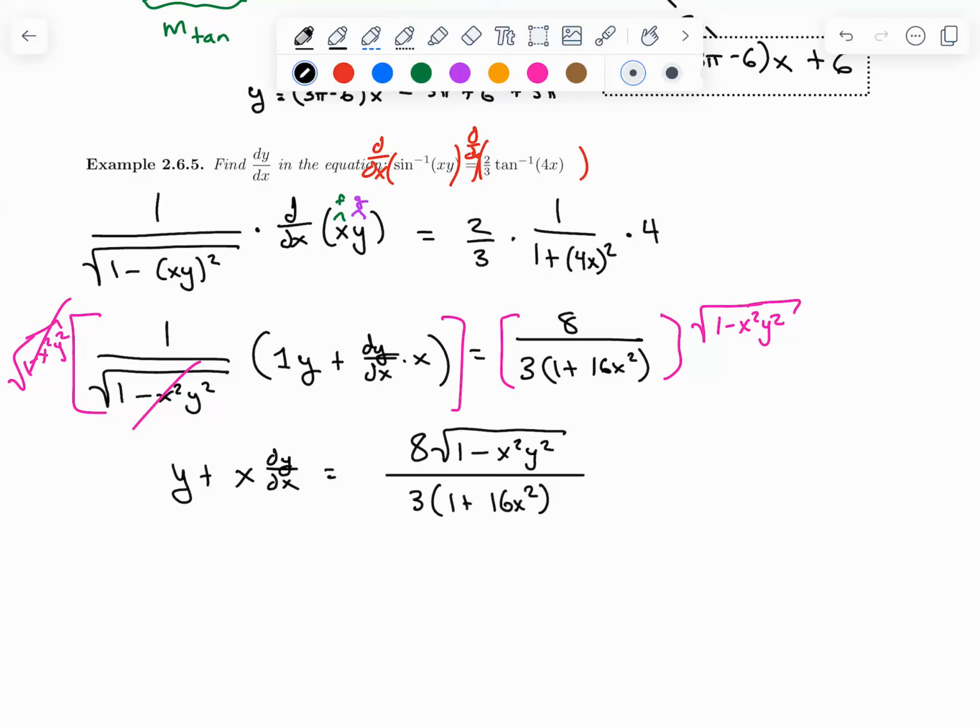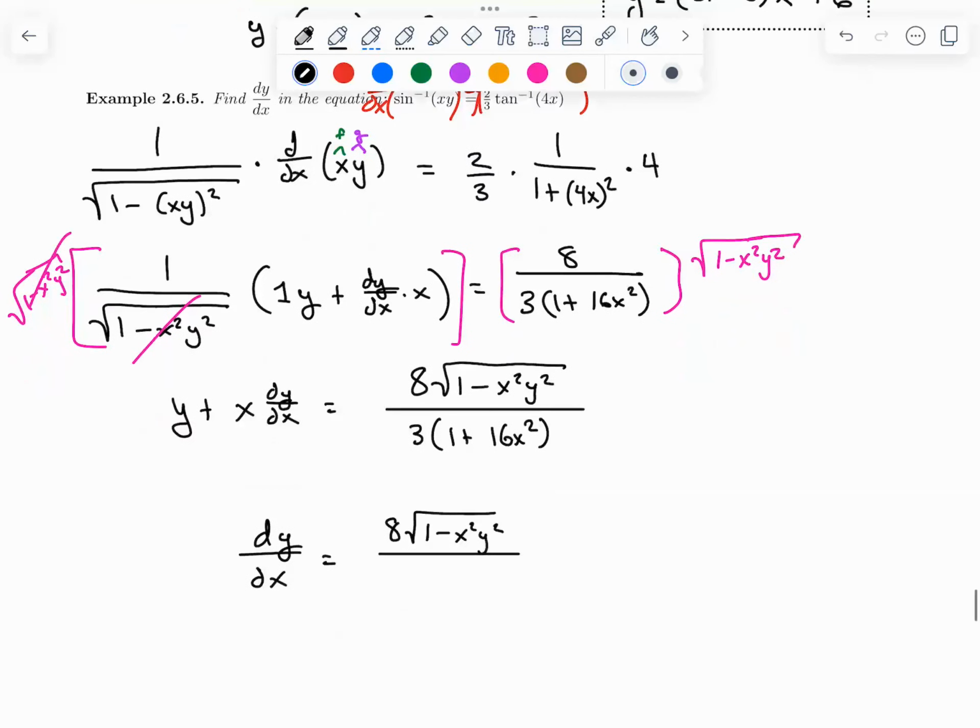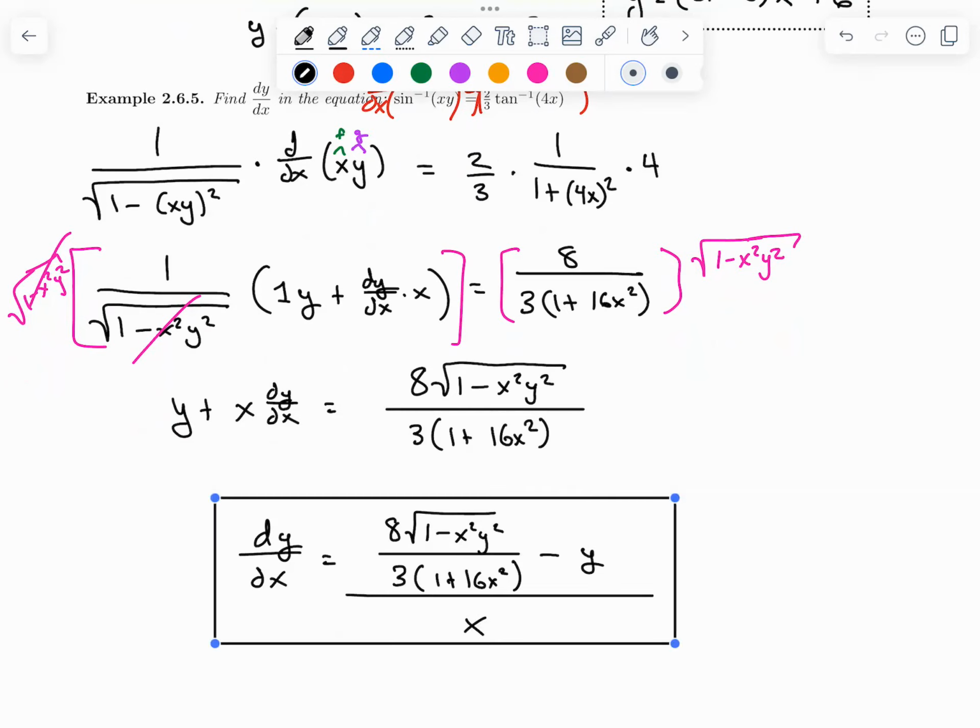And then we'll subtract y from both sides and divide by x to get our final answer, which is that dy dx is equal to 8 square root of 1 minus x squared y squared over 3 times 1 plus 16x squared, minus y, all divided by x. And we can leave it like that. Or we can simplify it if we want to, but we're not asked to. We're just asked to find dy dx. So tell the person that you can simplify it if you want.